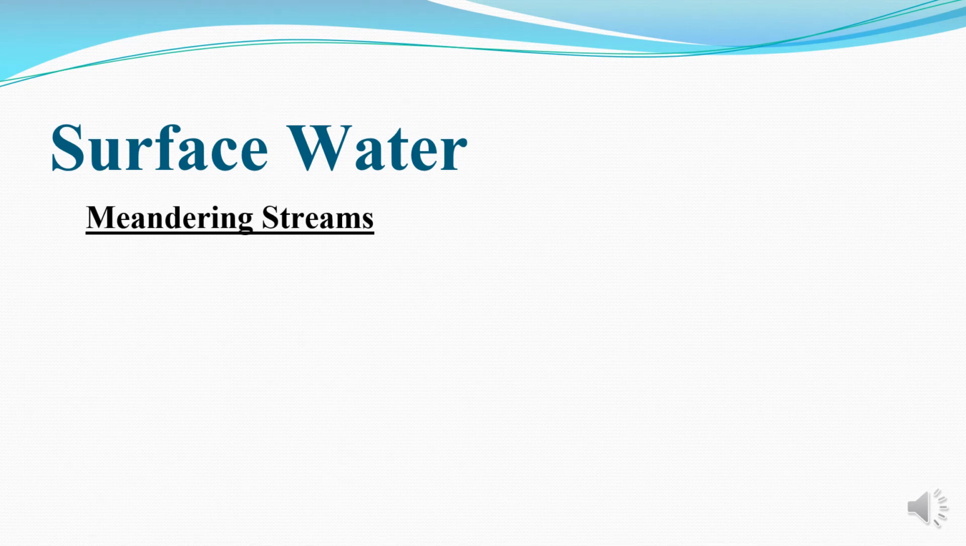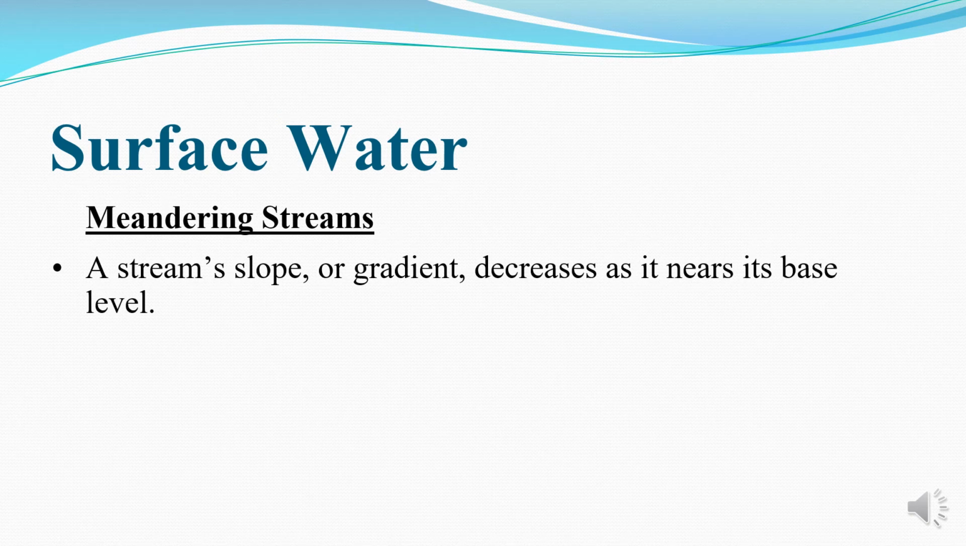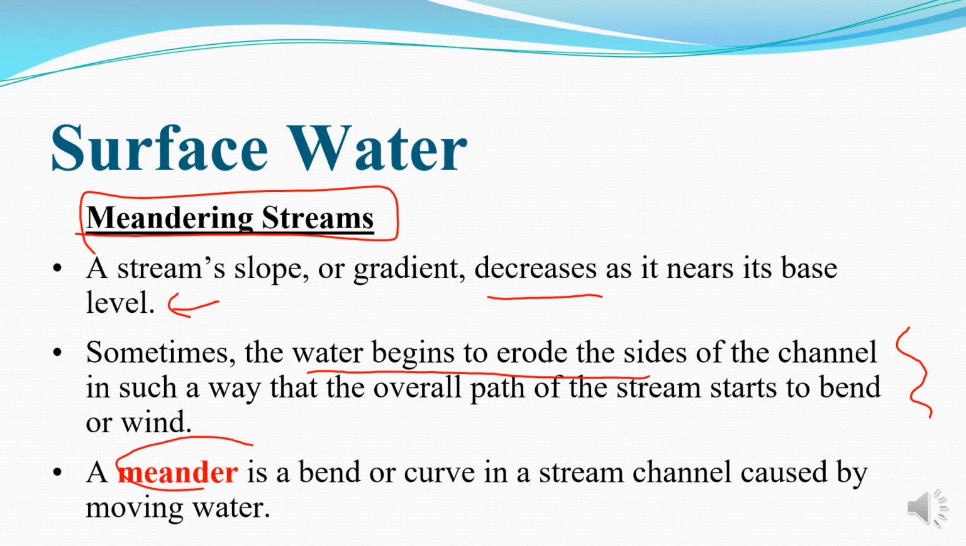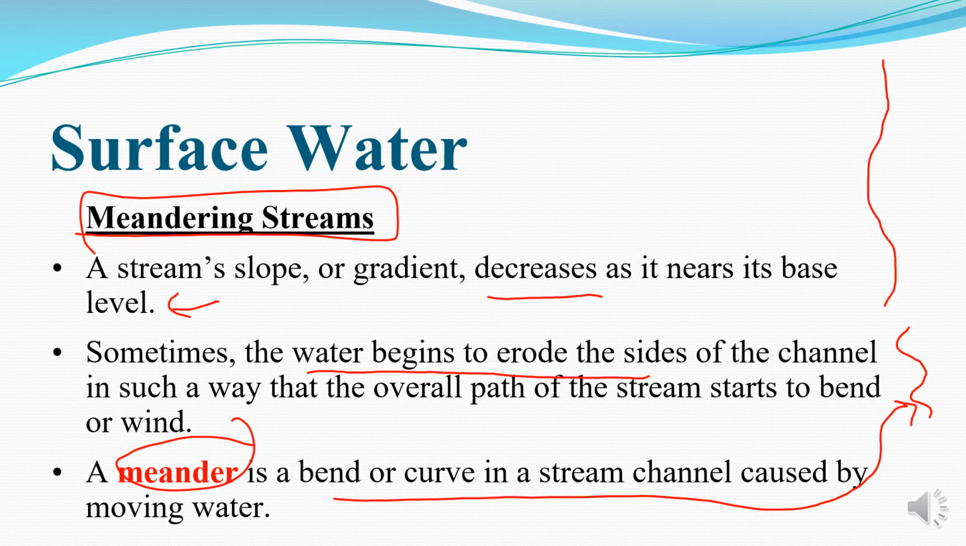Meandering streams. A stream's slope, or gradient, decreases as it nears the base level. Sometimes the water begins to erode the sides of the channel in such a way that the overall path of the stream starts to bend or wind. A meander is the bend or curve caused by the moving water. If you have something going straight and it has a little curve, what is the curve called? Meandering. And again, the gradient decreases as it nears the base level.